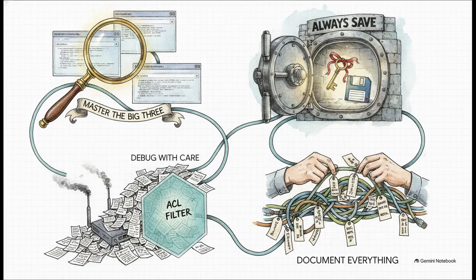2. Always save your work. 3. Debug with extreme care. Our source material explicitly warns to use debug commands sparingly and always with an access control list, or ACL filter. In a production environment, if you run a raw debug on a busy router, the sheer volume of logs can literally crash the device. And 4, document everything. Add descriptions to your interfaces so the next engineer knows exactly what that cable connects to.